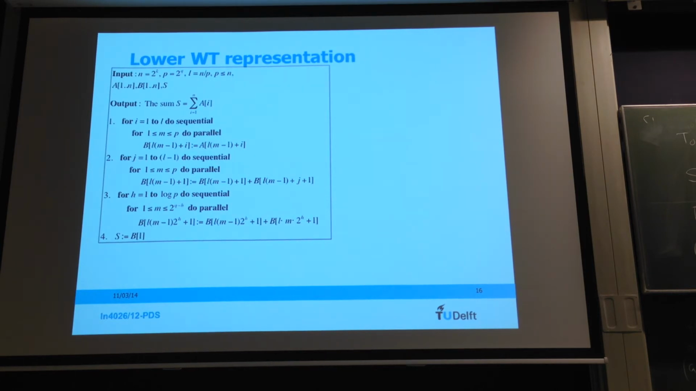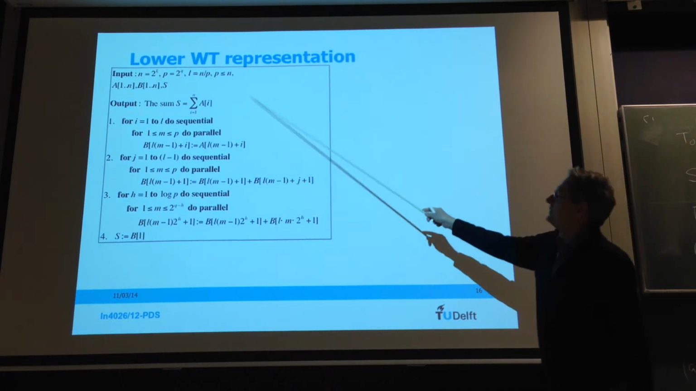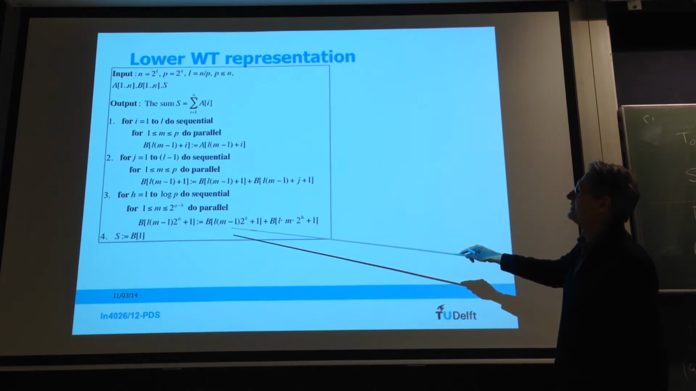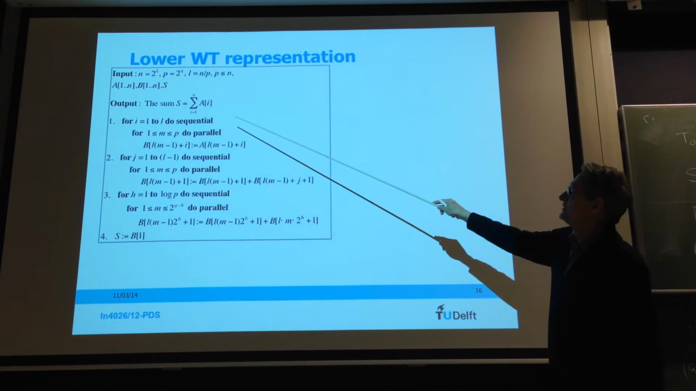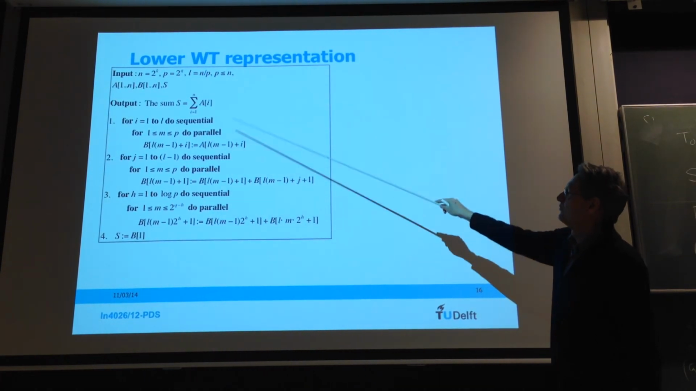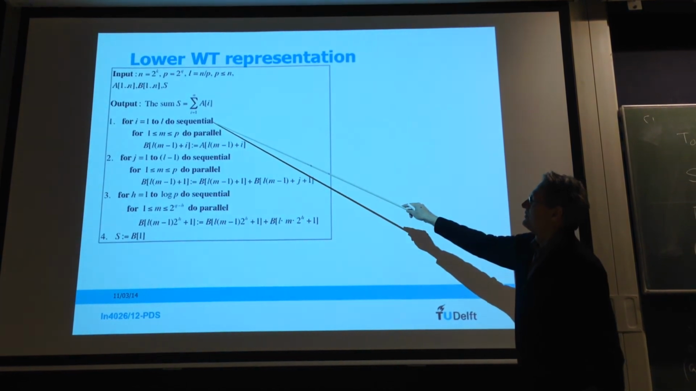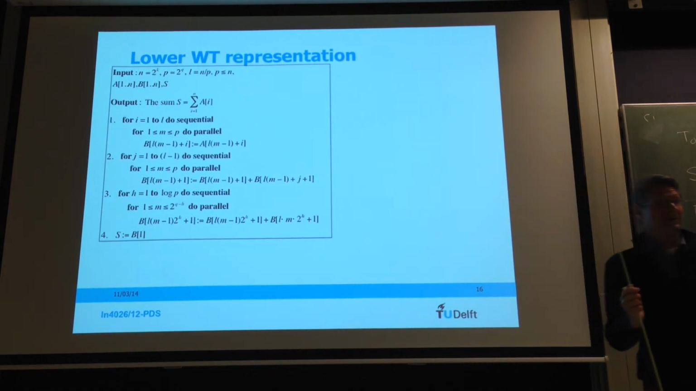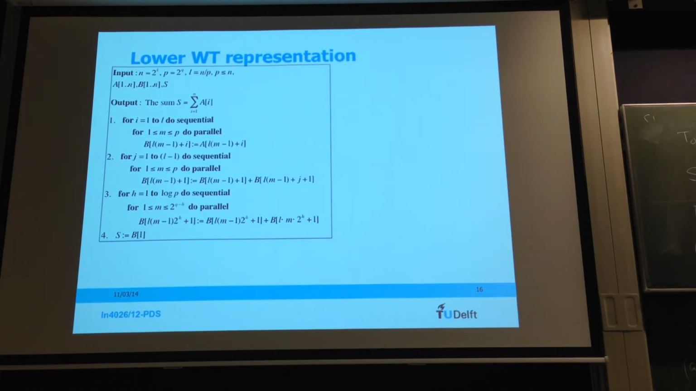Now, I didn't have a lower WT representation of this algorithm. We're now talking about a scheduled algorithm, right? Because we allocate P processors to a more limited amount of input numbers. Well, here is the equivalent of our optimal program. It looks somewhat more complicated than the other one, but if you look at the details, it's not. It's now 4 steps, with a number of sequential and parallel loops in between, which basically realize the operation I've just shown.